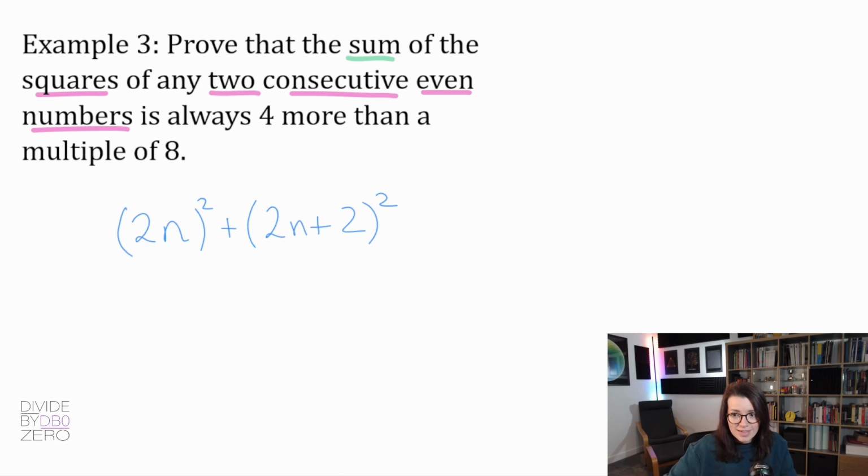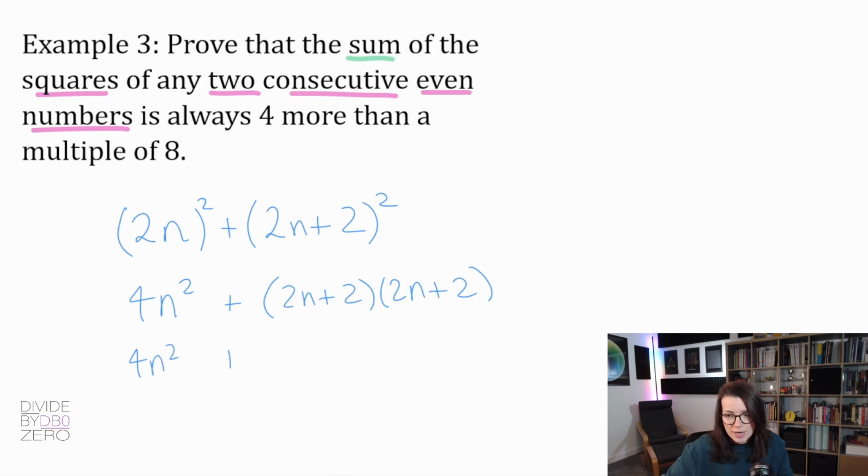Now looking at this, we can expand these brackets. So 2n squared is going to give us 4n squared when we expand. And then this, be careful, is 2 double brackets. So now we can expand those double brackets doing whatever method you prefer. I personally do FOIL, so 4n squared plus 4n plus 4n plus 4. Tidying this up is going to give us 8n squared plus 8n plus 4.